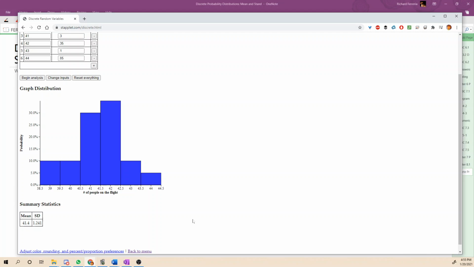Now remember, we didn't really need to see the histogram. If we had a good sense of how the probability distribution worked, we could have seen right off the bat that that peak would have been at 42. We also would have seen that this is an approximately symmetric distribution.